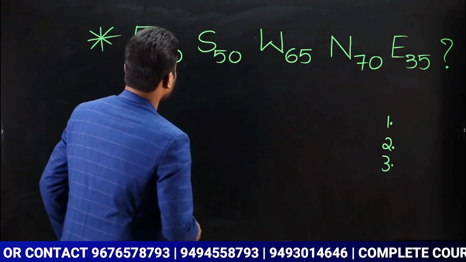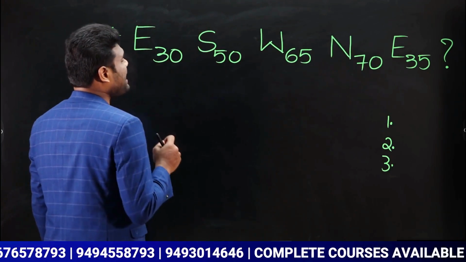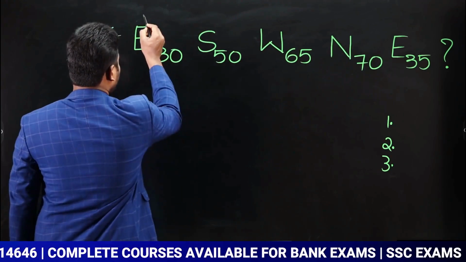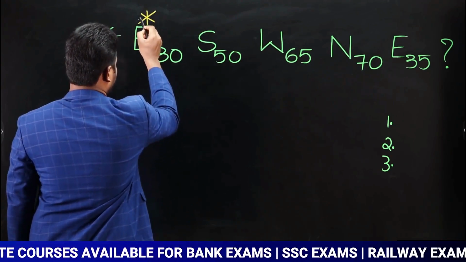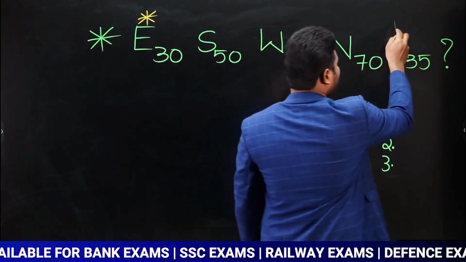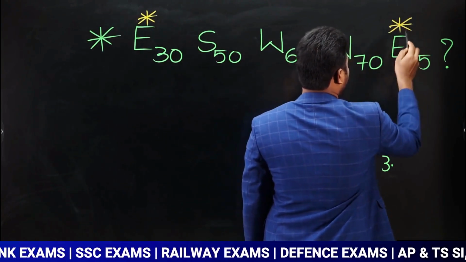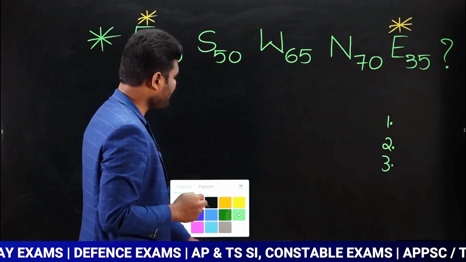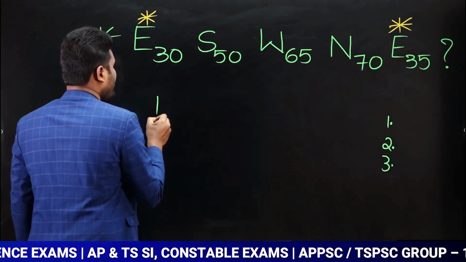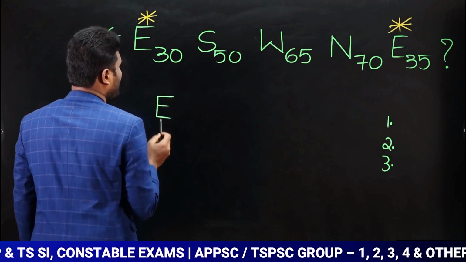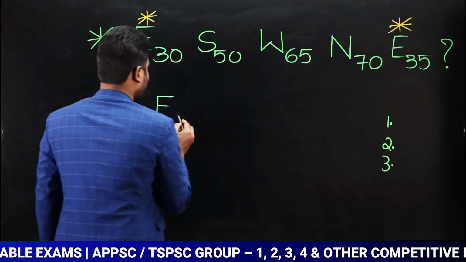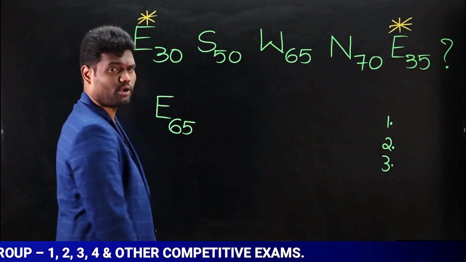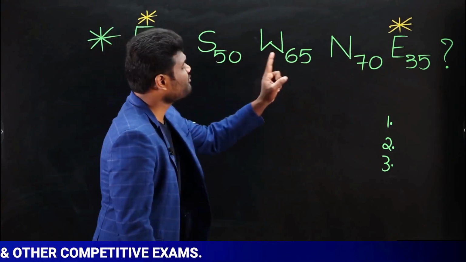Observe carefully. Now if we observe what I told you, same add, opposite you can subtract. That is what I have told you. Now if you observe, this is east. Even this is also east. As both of them are the same, you have to add it. Yes or no? Now east is going to be how much? 30 plus 35. Now this is going to be 65. So east 65.